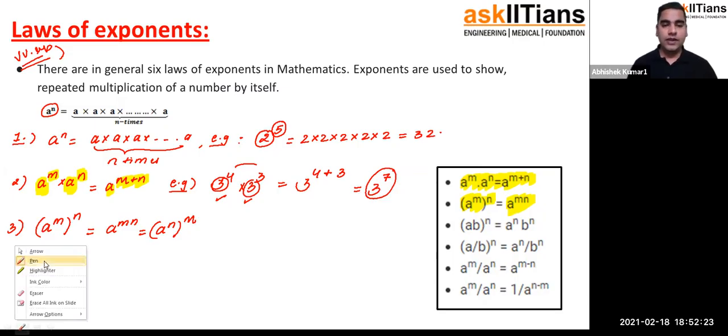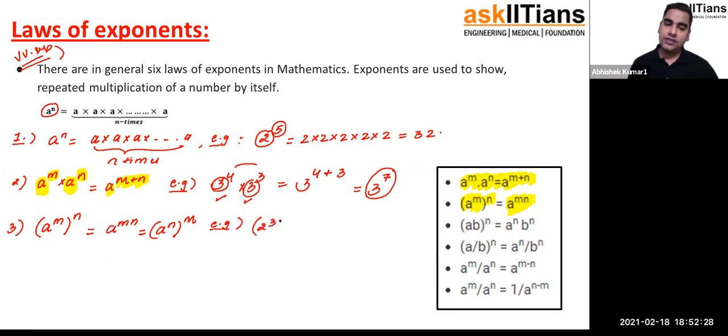All right. Example, let's say I have to calculate 2 raised to the power 3 raised to the power 5.